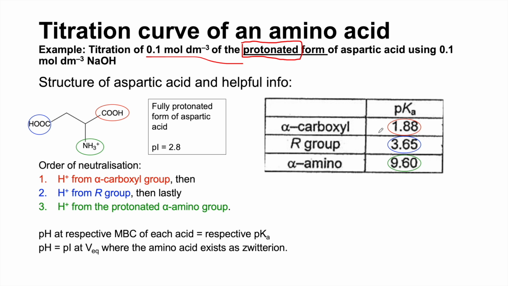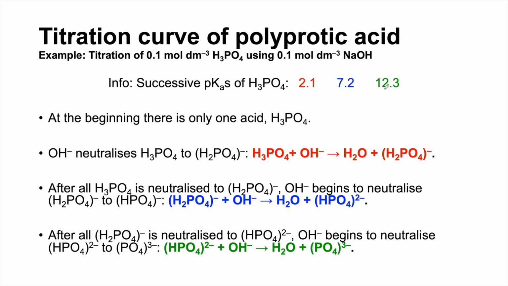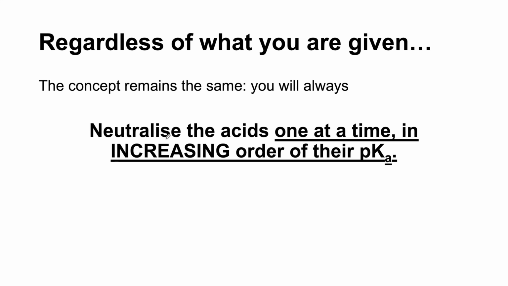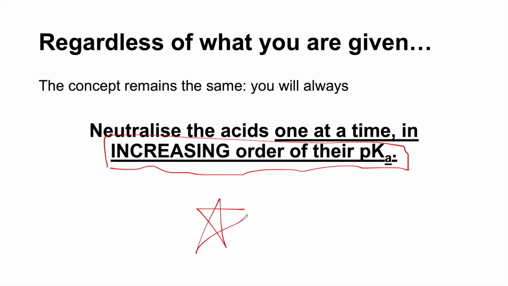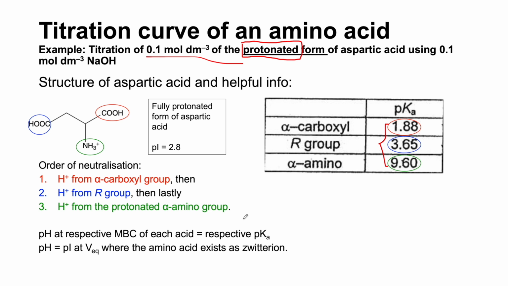So these are the pKa's of the respective groups: 1.8, 3.65, 9.6, and I've also circled them out here. So obviously, going from our very important golden principle here, you will neutralize the acids in increasing order of their pKa. This is the one concept that will hold true throughout all of the graphs. So there we have it. This will come off first, followed by this, followed by this, as I've written here.